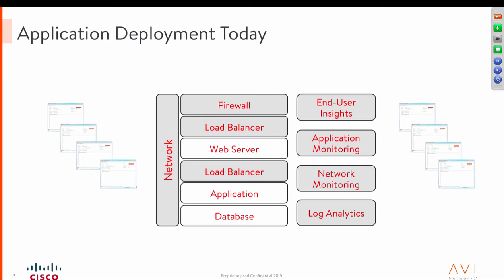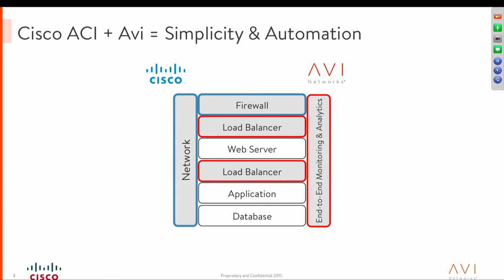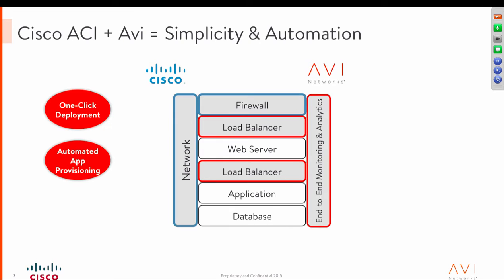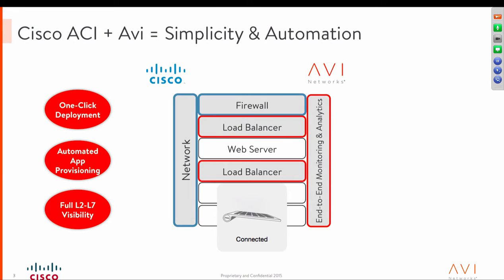Well, what if we could simplify this process, automate it in a policy-driven fashion? That's what Cisco and Avi have done together. We have brought simplicity and automation into application deployment. With the joint solution that you'll see today, what we've done is a single-click deployment of the joint solution, automated application provisioning that's policy-driven, and finally, full visibility into network layer all the way to the application layer.